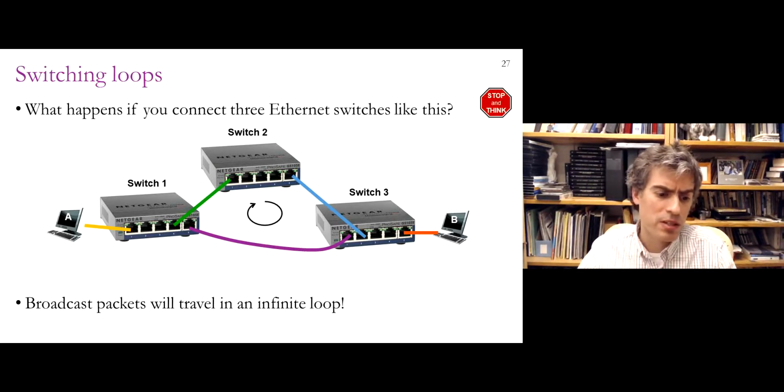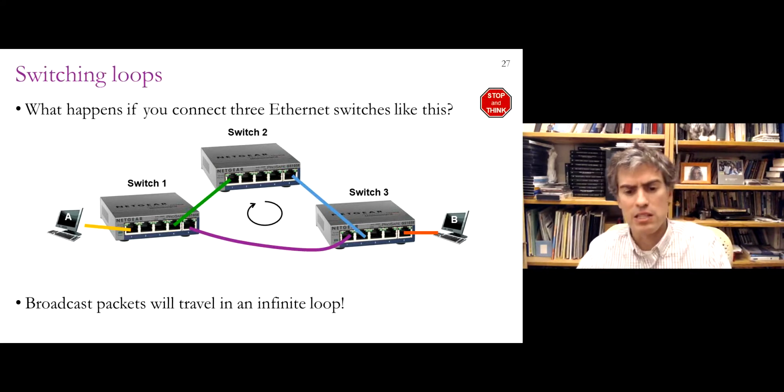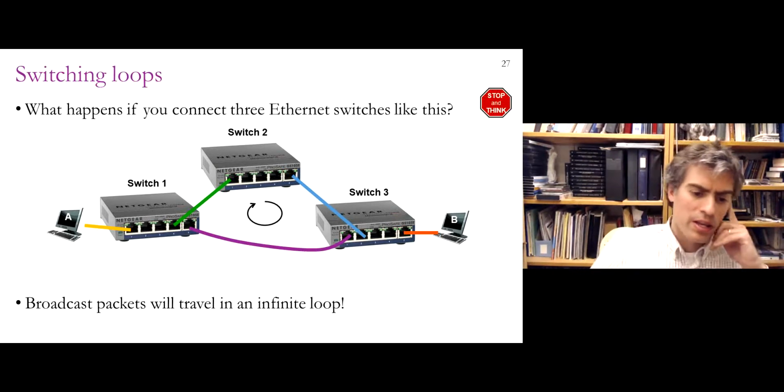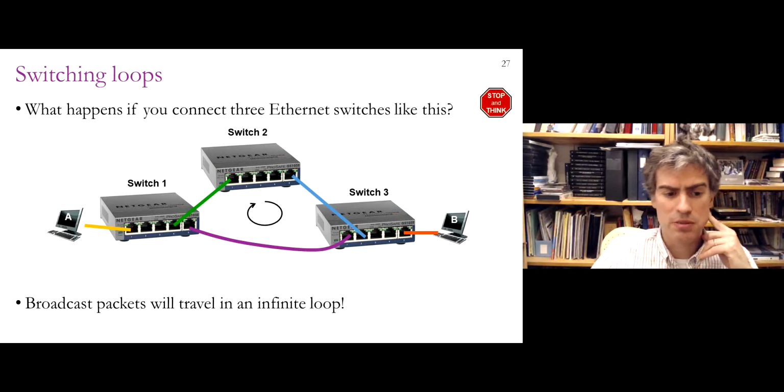Basically, the problem is that if you have a broadcast where a message is sent out on multiple ports, remember switches do still allow broadcasts if the switch is not aware of that particular MAC address yet, then you'll end up with packets traveling in an infinite loop. So let's say the packet comes in from A, and it's going to B, but it's being broadcast. So it goes out on all the ports.